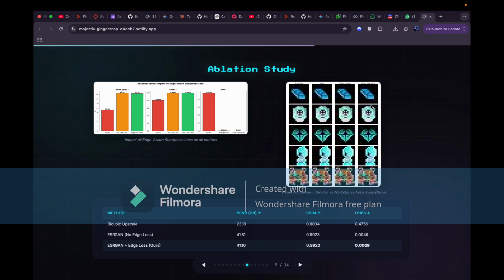Our ESRGAN without edge loss jumps to 41.51 PSNR with 0.004 LPIPS, and with the edge loss added, LPIPS improves further to 0.0029, a 27% improvement in perceptual quality. There is a slight PSNR trade-off, 41.51 versus 41.10, but this is expected. The edge loss encourages sharper outputs which can differ by a pixel or two from ground truth, slightly lowering PSNR while improving perceived quality. This is exactly what LPIPS captures.